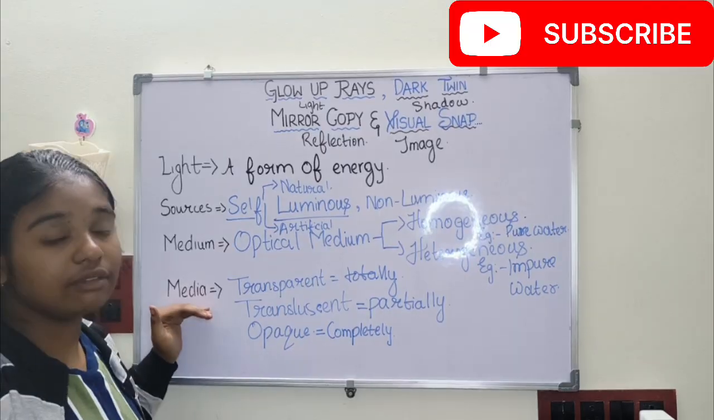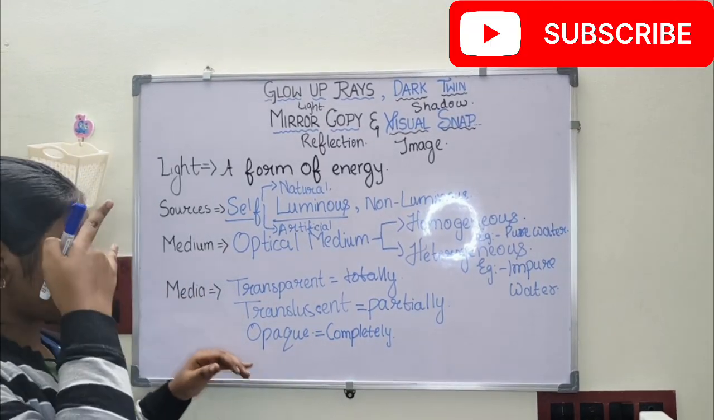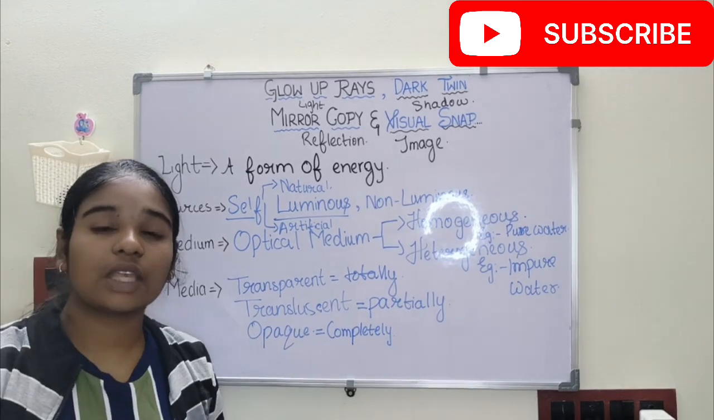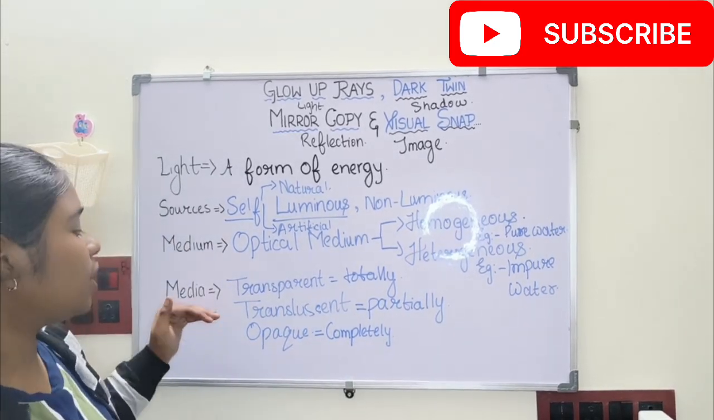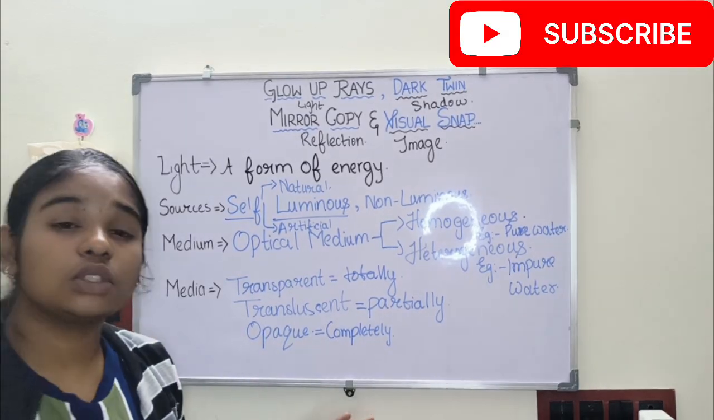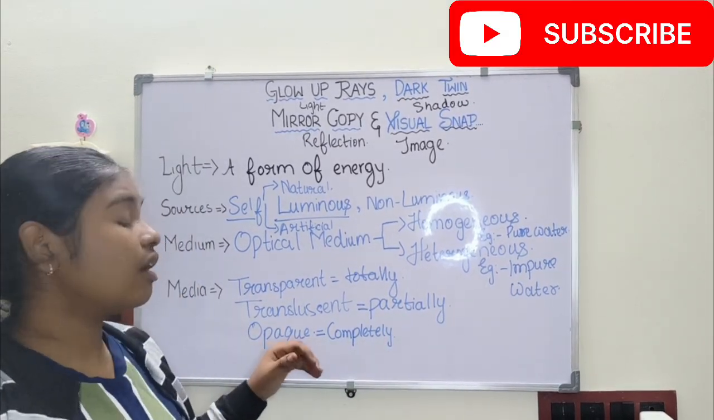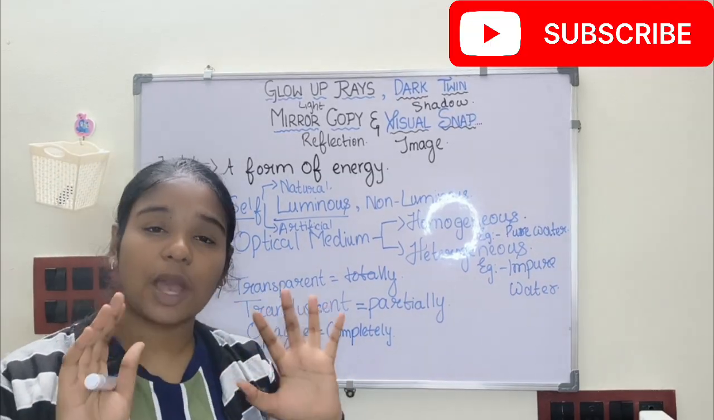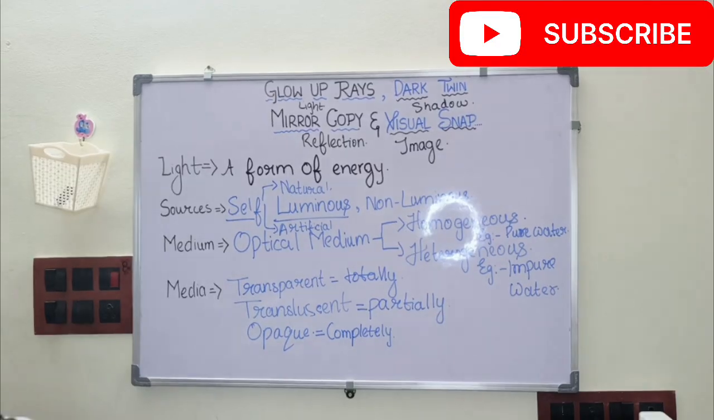Then for the media, we have three types: transparent, translucent and opaque. Transparent media is something which allows the light to pass through it completely. Translucent is where it allows the light to pass through it partially. Opaque is where it does not allow the light to pass through it at all. Okay?